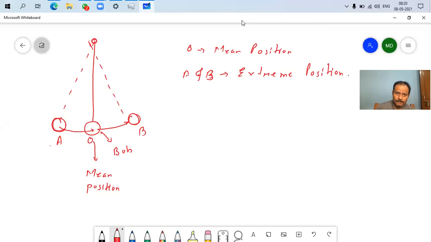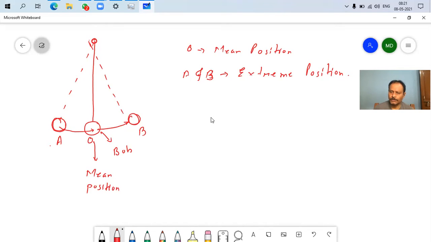Okay. Now, what do you mean by oscillation? Oscillation means the to and fro motion of the pendulum. The pendulum will move from here to here, from A to B, B to O, and O to A again. It goes on continuously. And this movement is termed as oscillation.